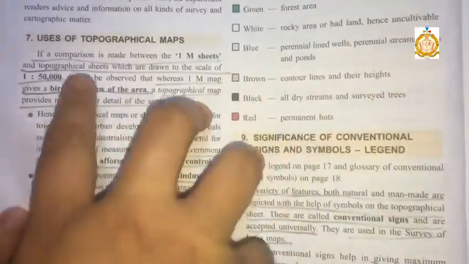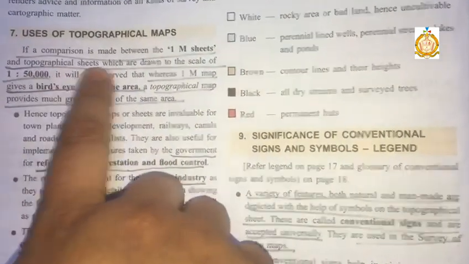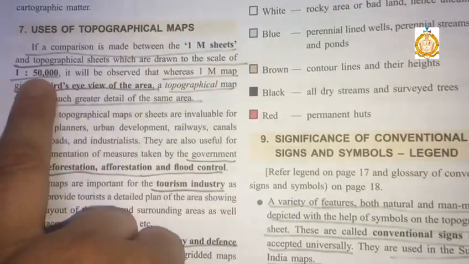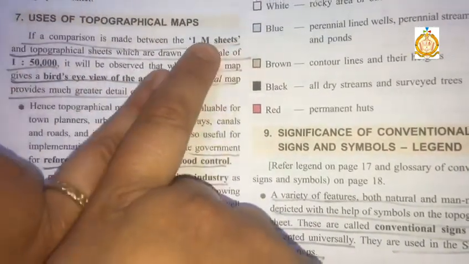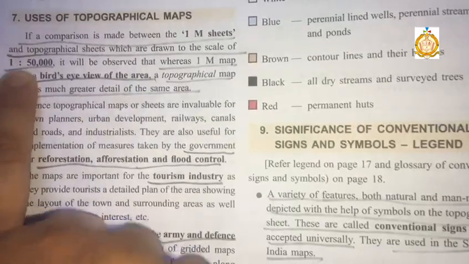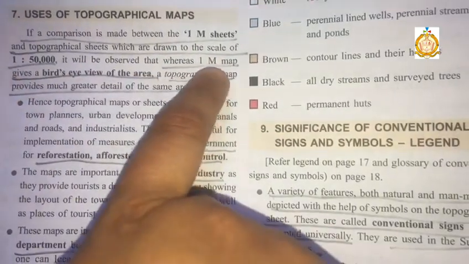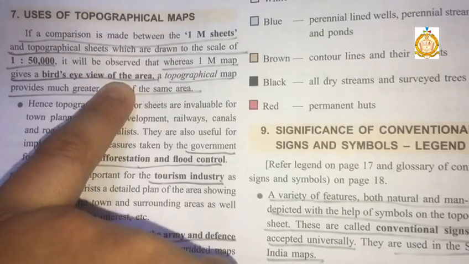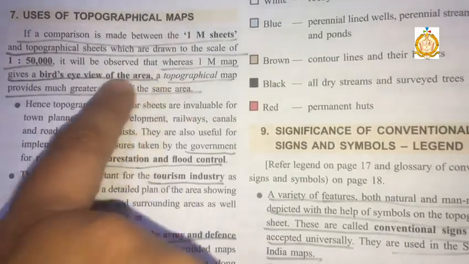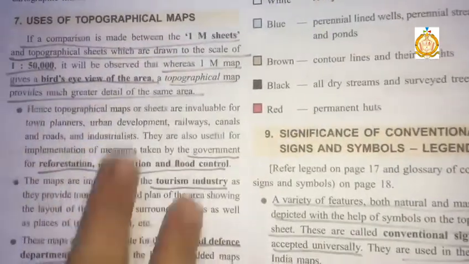What are the uses? If a comparison is made between the 1 meter sheets and topographical sheets which are drawn to the scale of 1:50,000, that means 1 meter on the map surface or on the sheet surface equals 50,000 on the actual ground. It will be observed that whereas 1 meter map gives a bird's eye view of an area from above, from aerial photography we can get the survey of these kinds of areas, and our topographical sheets or topographical maps.